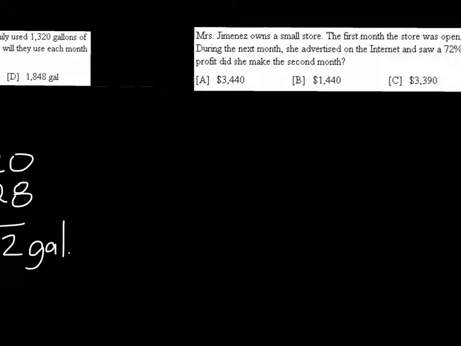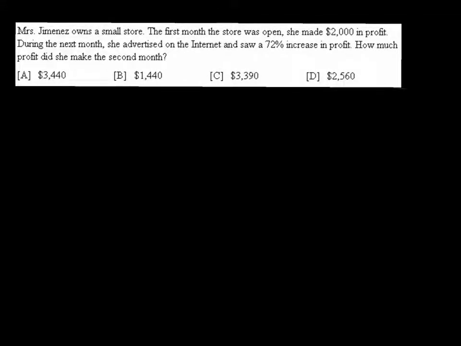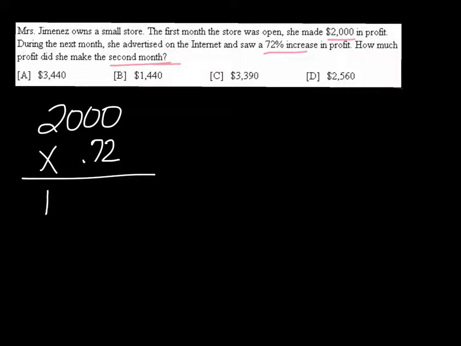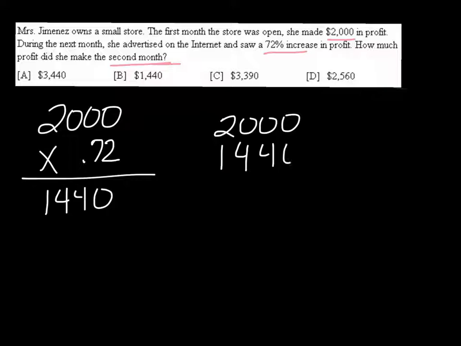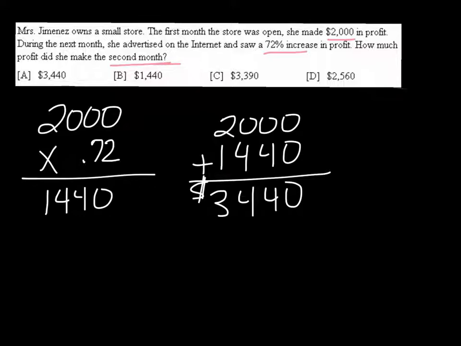So for the second problem that we have, we're looking at the profit of a store. Our percentage is a 72% increase. She made $2,000 in profit. How much profit did she make the second month? So when we look at that, again, we're going to take our 2,000 times our decimal of what used to be a percentage, 2,000 times 0.72, and that ends up being 1,440. We want to add that to the 2,000 because we want to know what she made the second month. So we add our 2,000 and our 1,440, and we end up with 3,440 for what she made the second month.